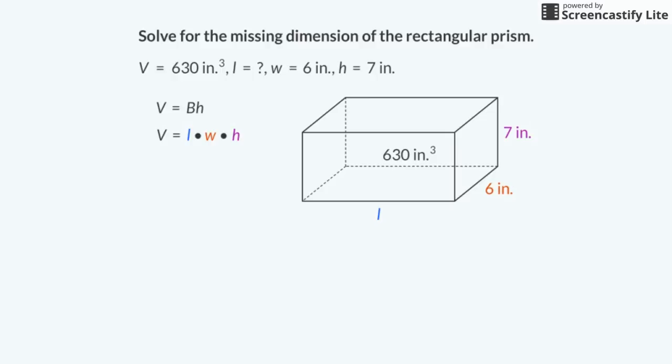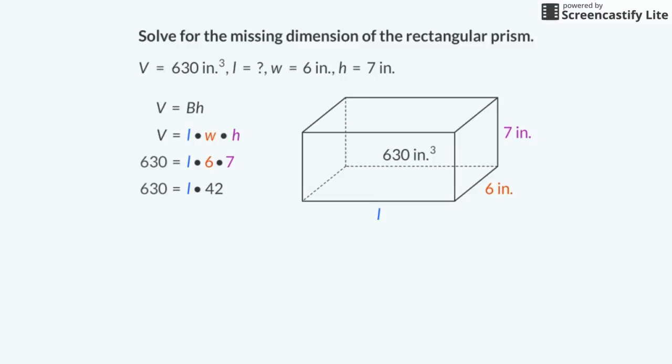Now I can substitute in the values that I know. I substitute 630 for the volume. The length is unknown, so I leave that as an L. I will substitute the value of 6 for the width and 7 for the height in the formula. I will solve the equation for L to find the length.